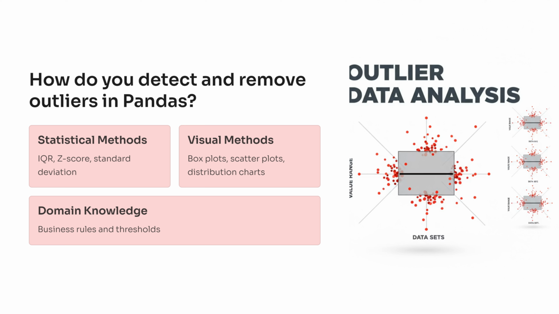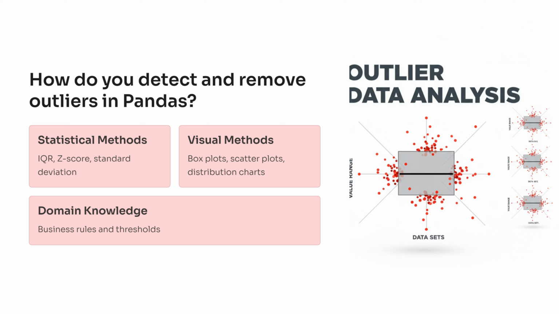2. Visual methods. The second one is visual methods. Box plots and scatter plots instantly show you where your data breaks pattern. Those small red dots sitting far away from the main cluster, those are your outliers. Visual checks like this are quick sanity checks before you jump into coding.